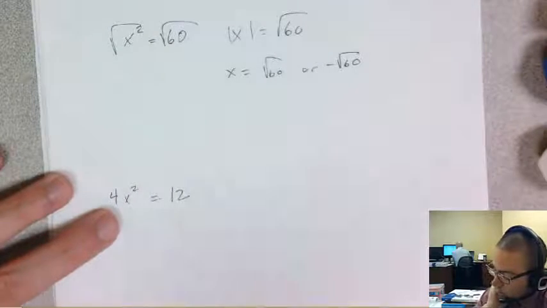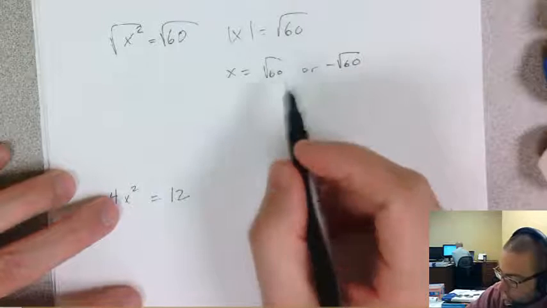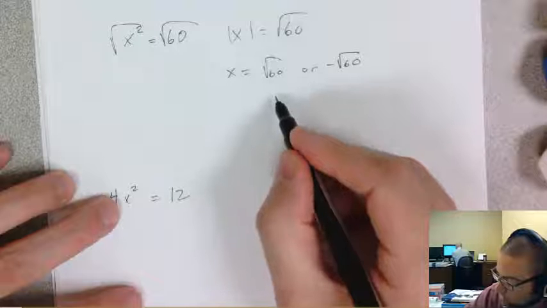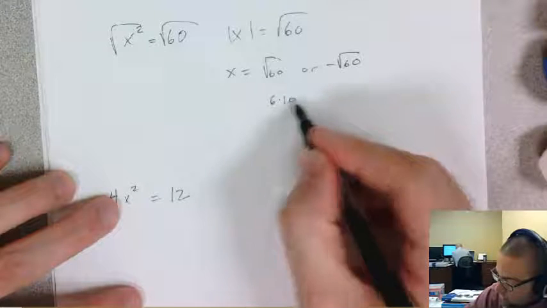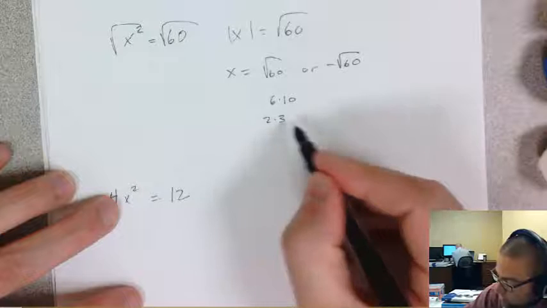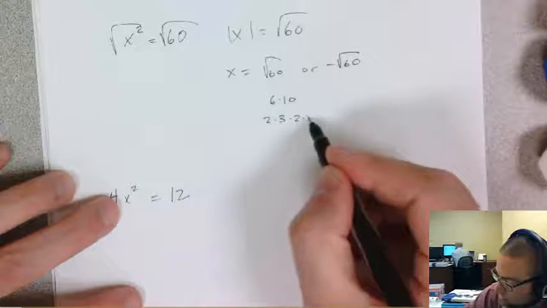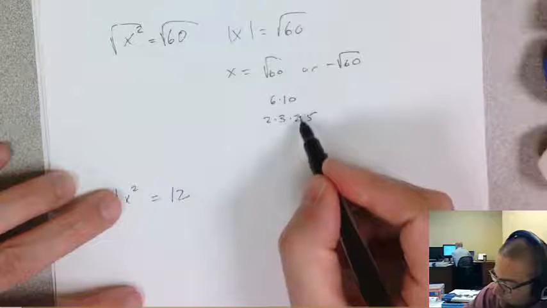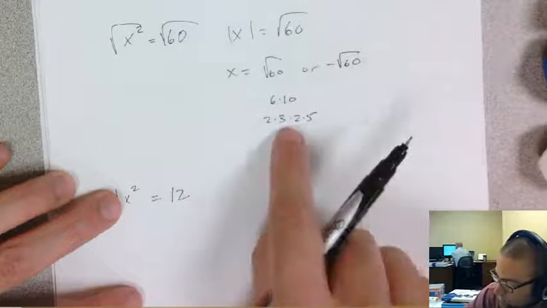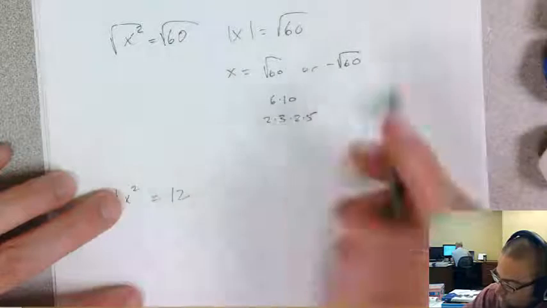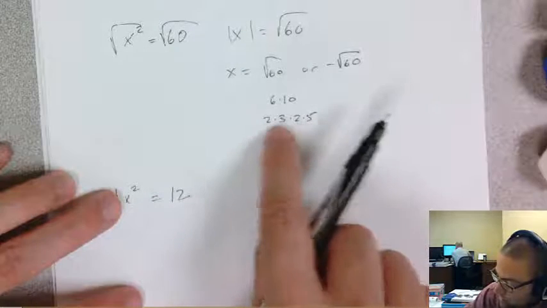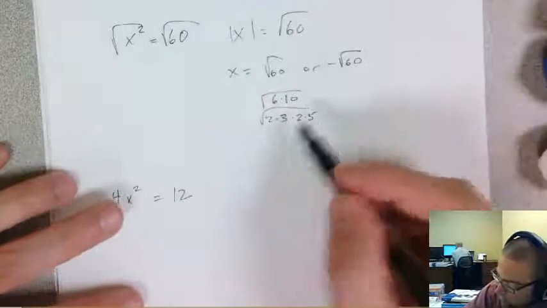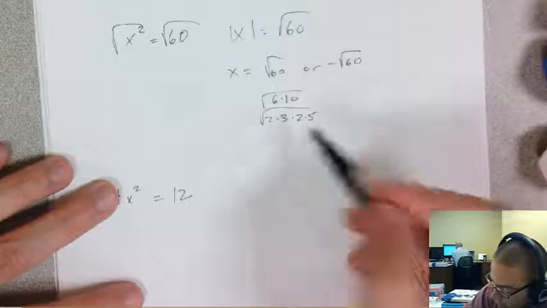So we could simplify this radical and break it up into factors. Let's see. 60 is the same as, well, 6 times 10, and then 6 is 2 times 3, and 10 is 2 times 5. So those are all the factors of 60. And I see that there's two 2's, so that means it's 2 squared. So I could take a 2 out, and then there would be 3 times 5 left inside. All of these are inside the square root.